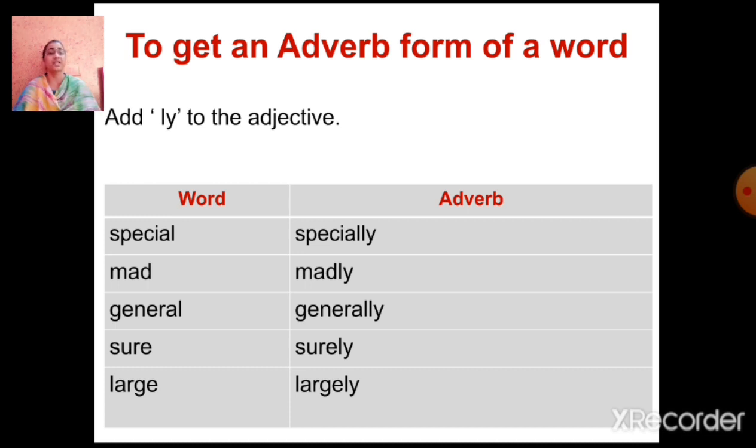Now, the next word is large. Large is an adjective here. Now, let's form a sentence. A horse is a large animal. So, here, large is describing the noun animal, right? So, the adverb form will be largely. Now, let's see this with a sentence. This country is largely deserted.